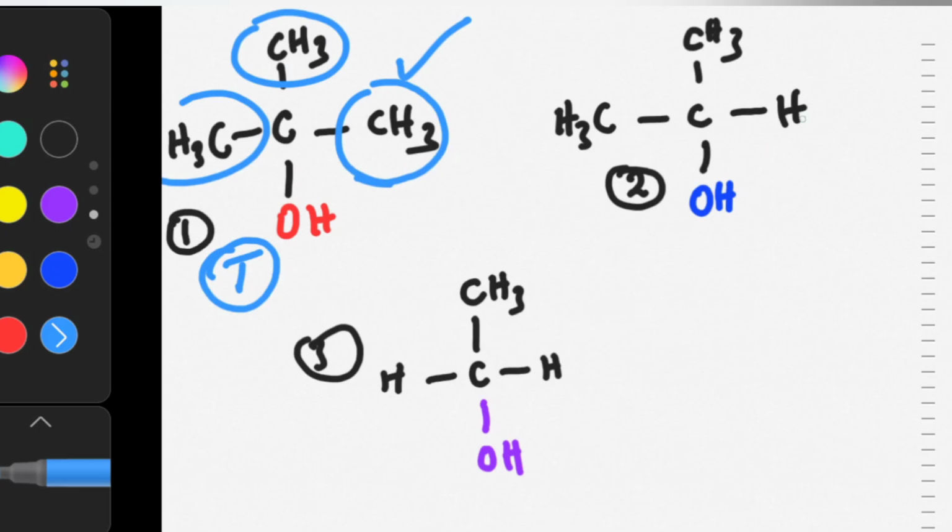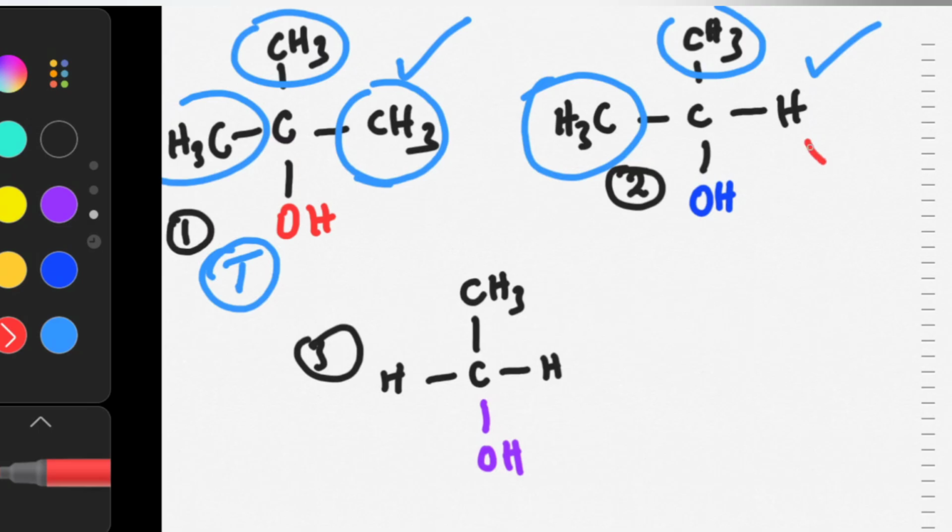Now let's go to the next one, which is this one. This contains 1 alkyl group here, another alkyl group here, no other alkyl group. What you see here is hydrogen. It is not an alkyl group. So secondary alcohols contain 2 alkyl groups. You can see it has 2. Tertiary has 3, right?